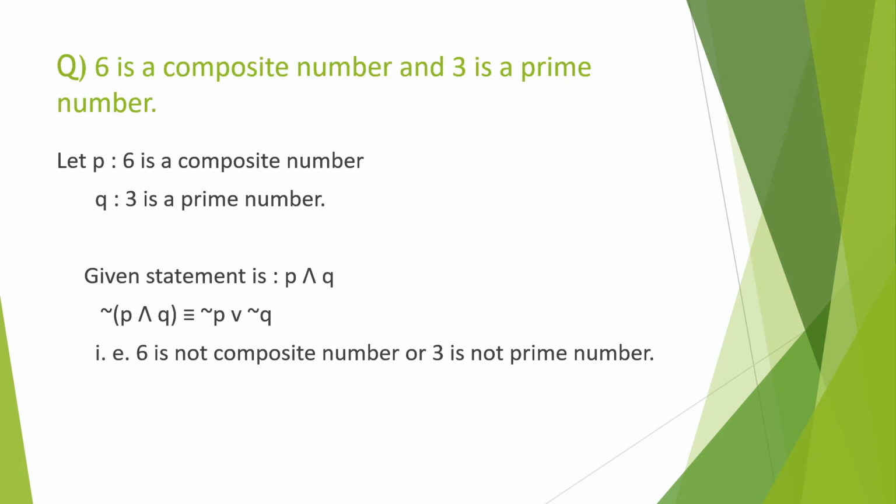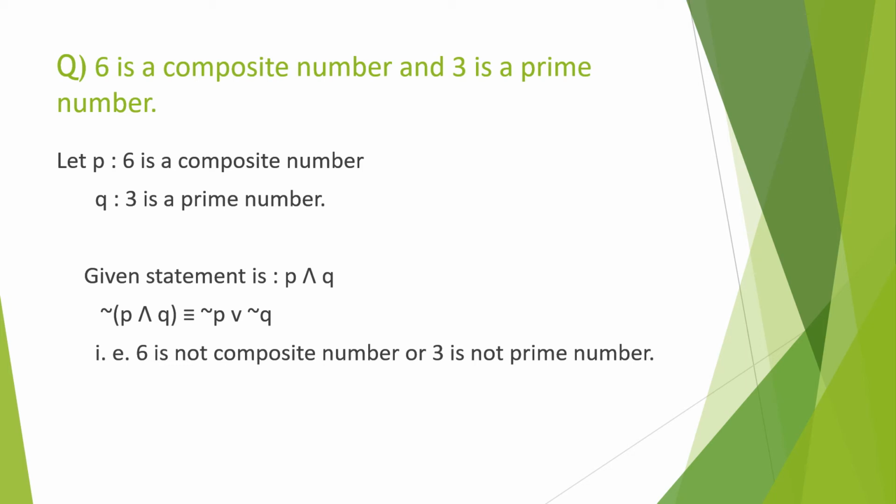Now let's study negation of conjunction. Here the statement given is: 6 is a composite number and 3 is a prime number. Let's take statement P as 6 is a composite number and statement Q as 3 is a prime number. So the given statement here is P and Q. Again applying De Morgan's law, the negation of P and Q is negation P or negation Q.